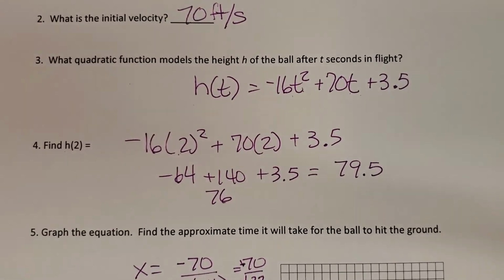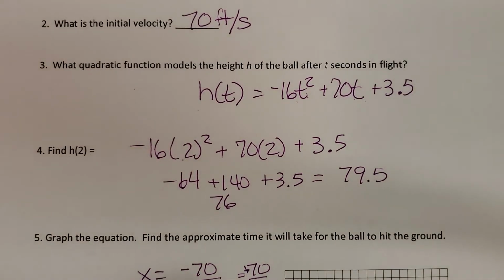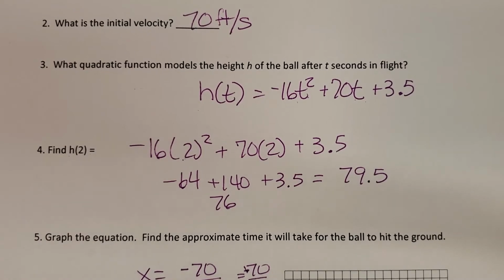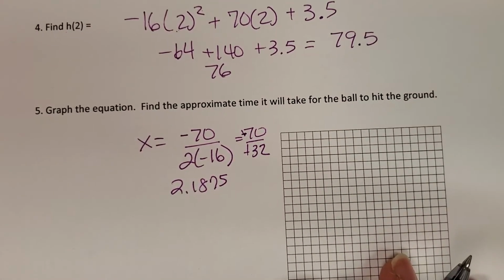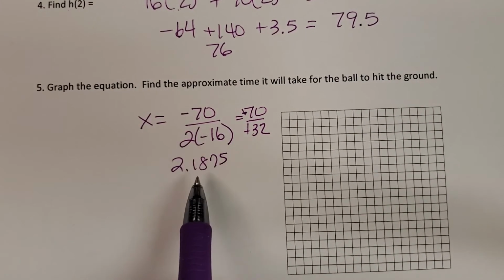So those are going to both cancel out. Let's see, I'm over here on my calculator. 70 divided by 32 is 2.1875. So at a little over 2 seconds, we know that's going to be the vertex. Would help if I showed you the graph and the work. Okay, that's our vertex x coordinate.